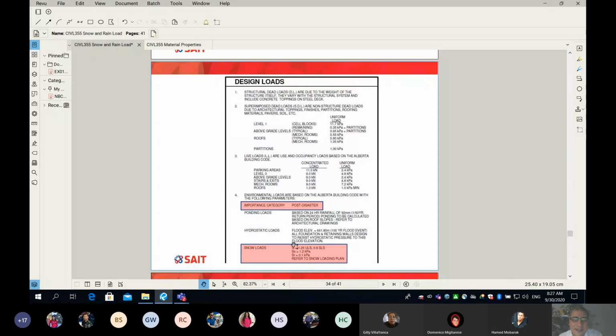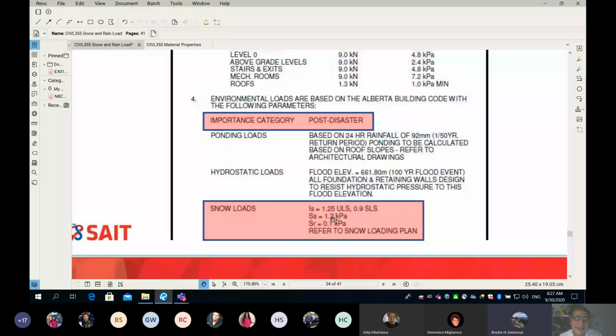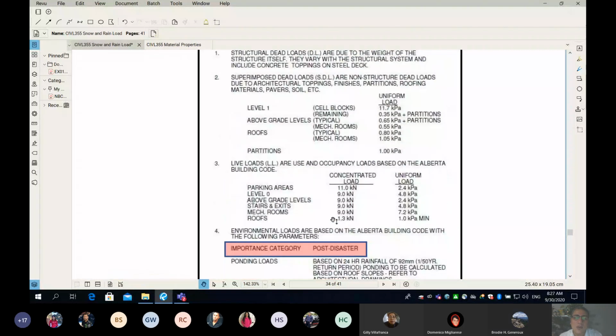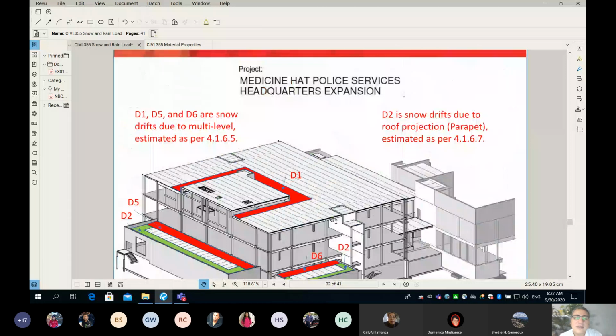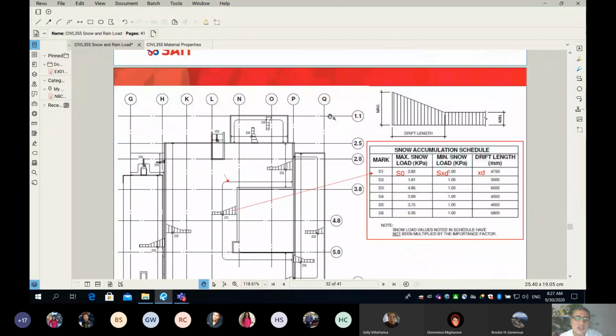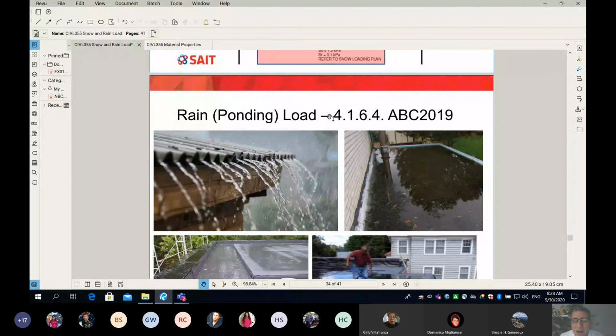So the thing is, when we think about importance category, the 1.25 is because of the importance. My question was about the SS and SR. Sorry, I thought you were talking about IS. My bad, I have to make it clear. Anyway, the 1.2 and 1.1 is because this is a Medicine Hat police service, so it's not in Calgary, and that's why we have a little bit of extra snow. Now, guys, so far I have finished all I want to say about the snow.